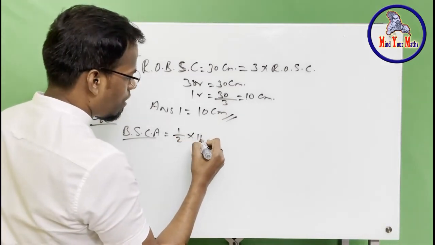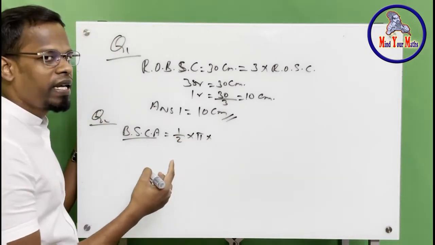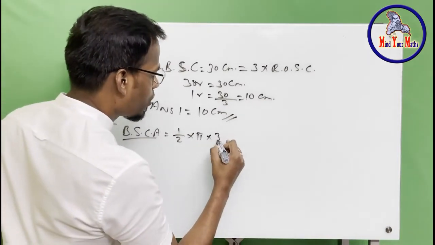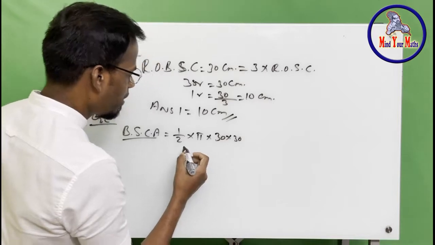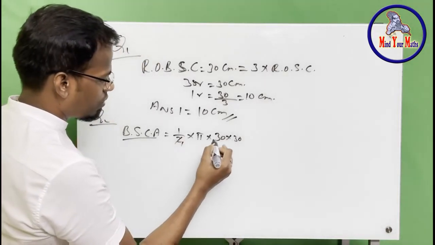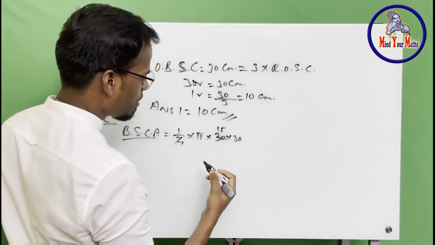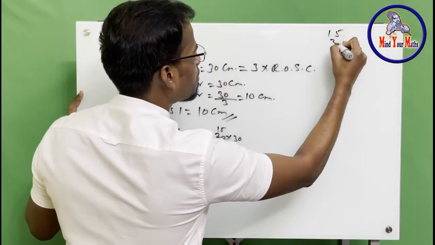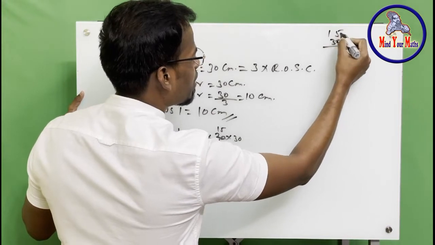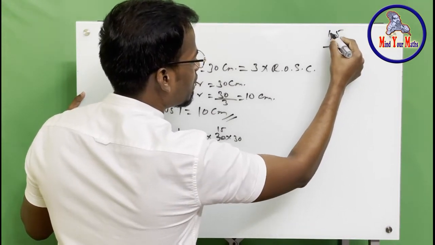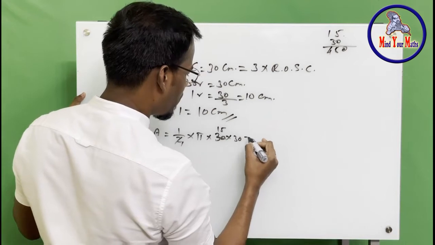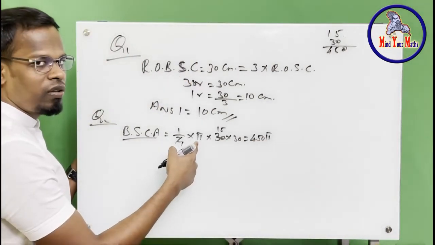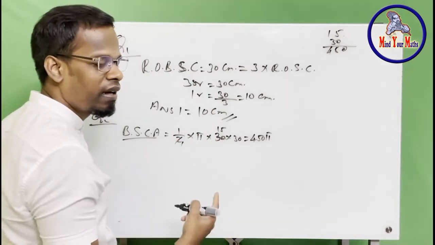1 by 2 pi times the radius for the big semicircle is what? 30, right? Pi r square, so 30 times 30. Now if you cancel it, 1 times 2 is 2, and 15 times 2 is 30. Now 15 times 30 is, let's multiply: put the 0, 3 times 5 is 15, 3 times 1 is 3 plus 1, 4. So 450 pi, right? Because we have not replaced the pi's value yet, we will replace it at the end.